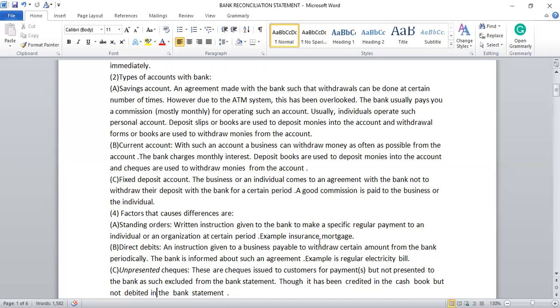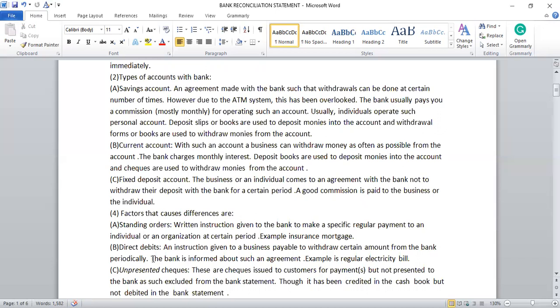The owner of the account will write a letter to the bank that certain payment should be made to an individual or organization. For example, insurance, mortgage. Once it has been written to the bank, anytime that particular organization can go and withdraw the money, or the bank pays the amount to that particular individual or organization specified in the letter.